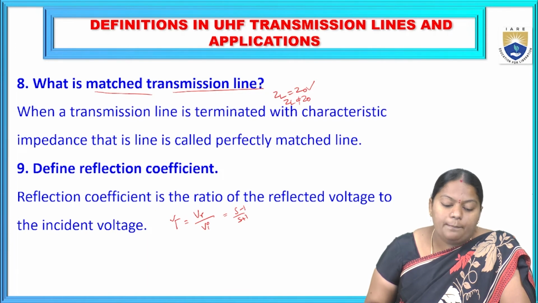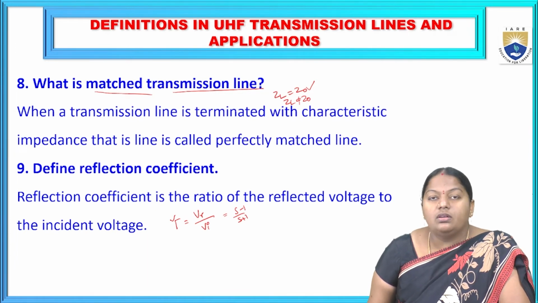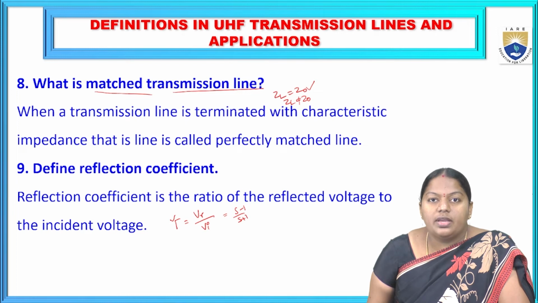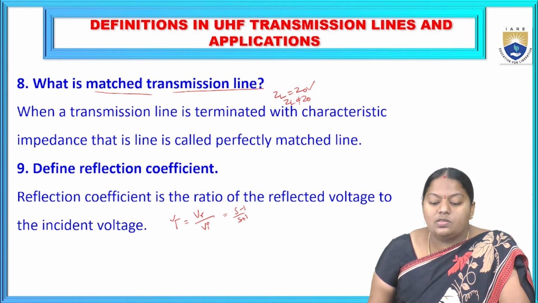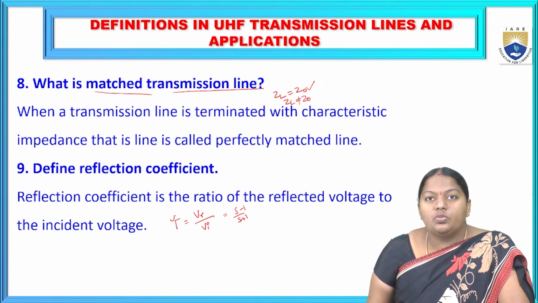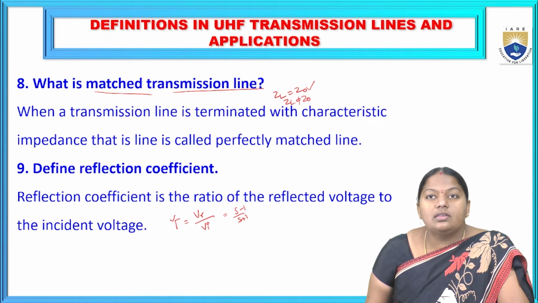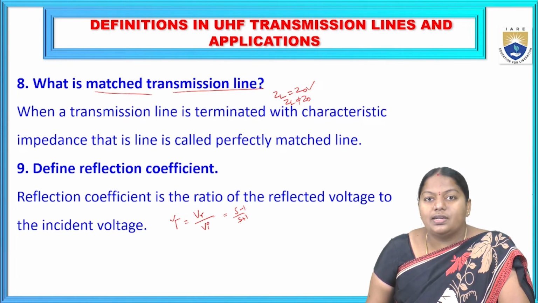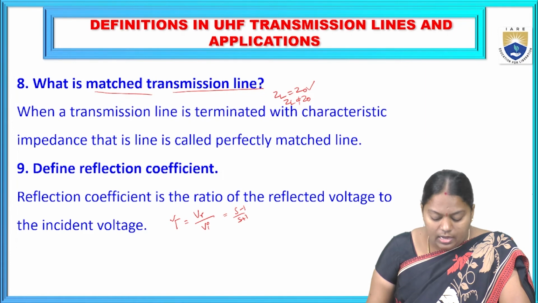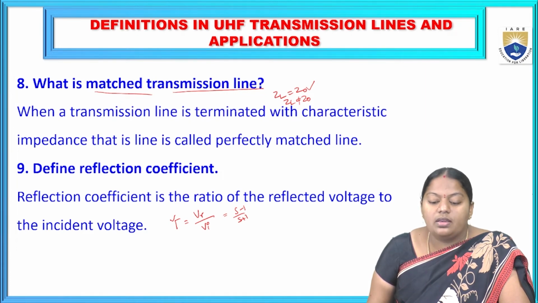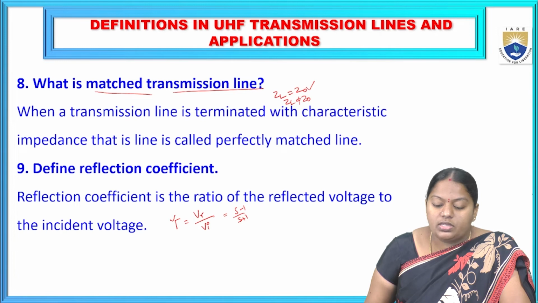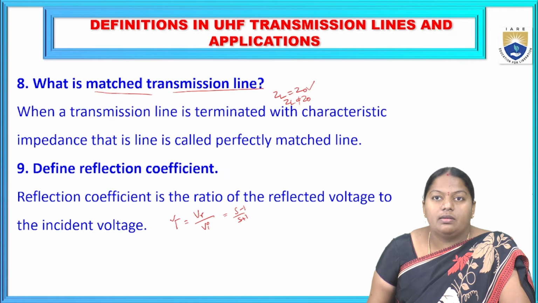Similarly, in a matched transmission line, when the characteristic impedance of the line is matched with the load impedance, the line is said to be properly terminated or perfectly matched. If ZL is not equal to Z0, that is, the load impedance is not equal to the characteristic impedance, we may get reflections. To avoid reflections and to transfer maximum power, we use impedance matching.